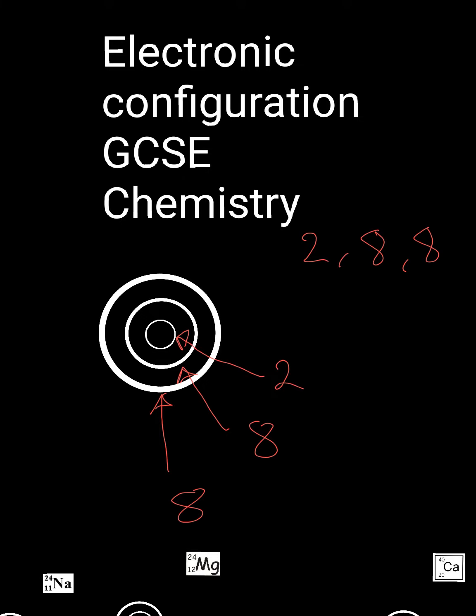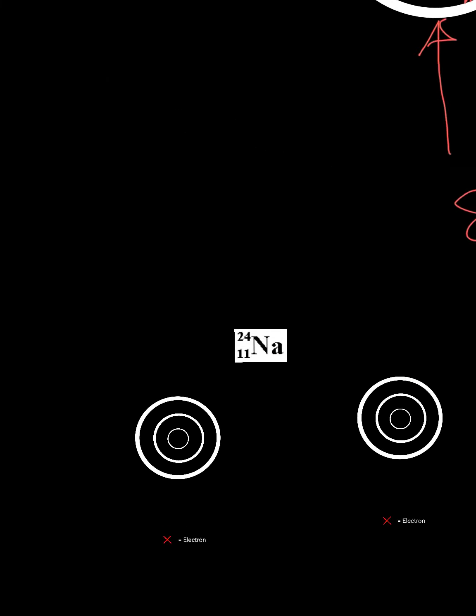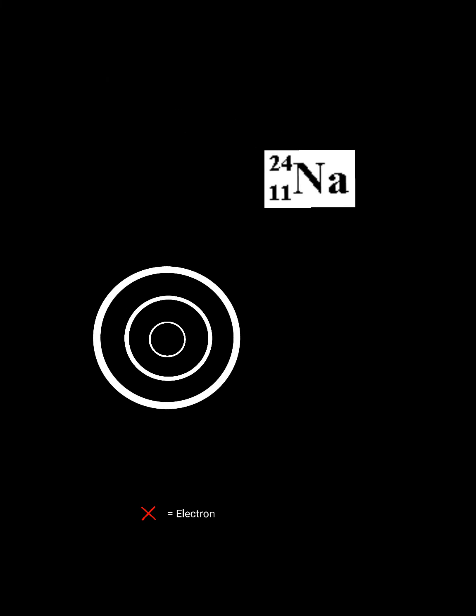Okay, so let's apply this to an actual element. I'm going to start off by looking at sodium. Now, sodium has an atomic number of 11, which means that it has 11 electrons. Something to bear in mind is that when you're putting electrons in the shells, you have to make sure you complete the shells in order. So that means complete shell 1 first before you move on to shell 2, and so on and so on.